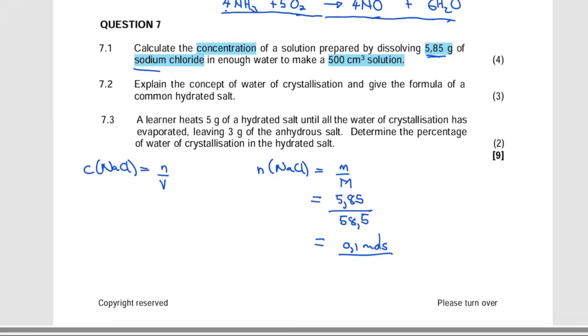So I'm going to say your concentration is equivalent to number of moles. Then I'm going to plug in that 0,1, which I got from this side, right? So it's 0,1 all over the volume. If you look here, we are given cubic centimeters, right? So for us to convert to dm cube, we are supposed to divide by 1,000. If we divide that by 1,000, we're going to get a value of what? 0,5. So it's all over 0,5.